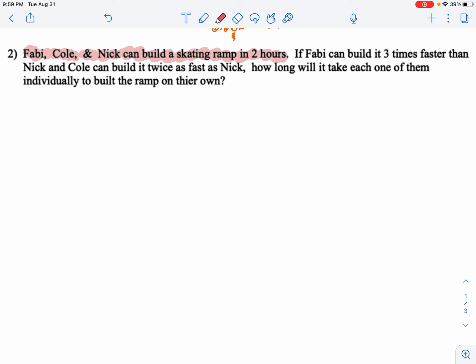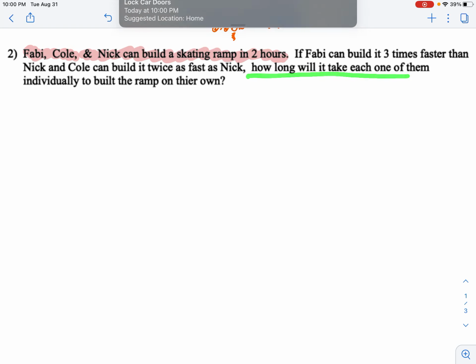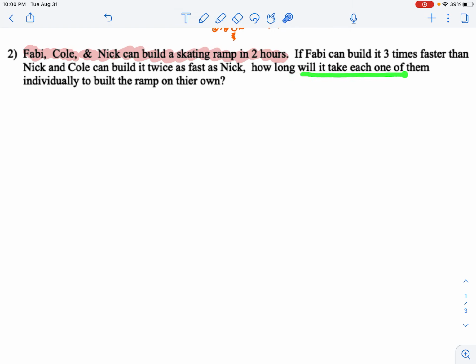So they're working together. Now, if Fabi can build it 3 times faster than Nick, okay, and Cole can build it twice as fast as Nick. Nick likes to take his time. That's okay. How long will it take each one of them individually to build the ramp on their own?